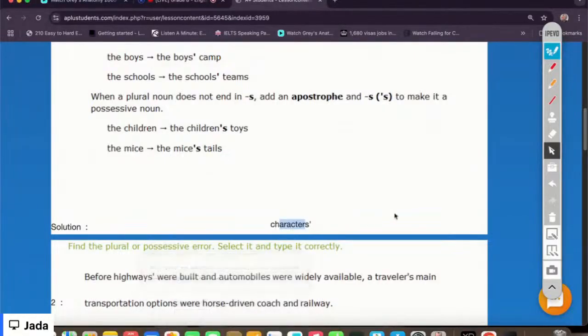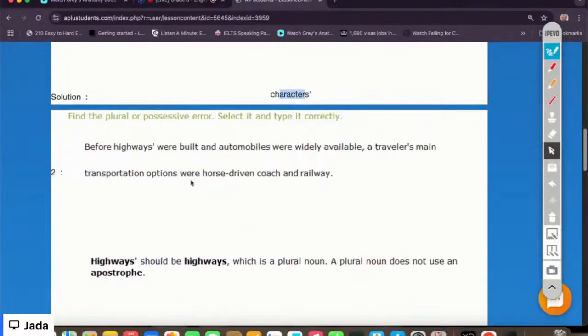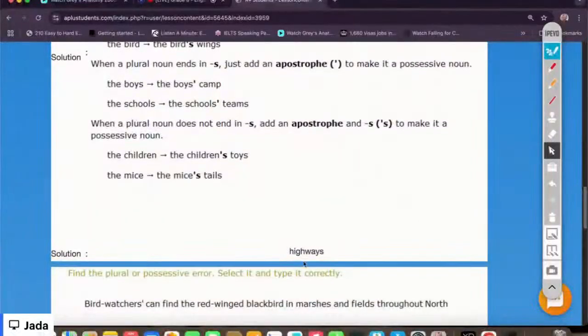Okay, so we have, before highways were built and automobiles were widely available, travelers' main transportation options were horse-driven coach and railway. So what's the error here? Highways. Highways shouldn't be possessive.